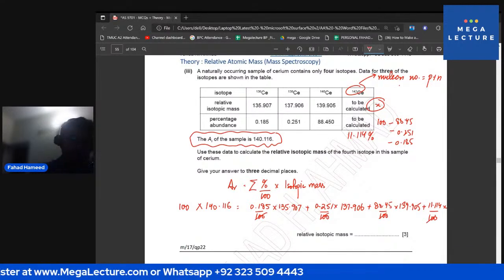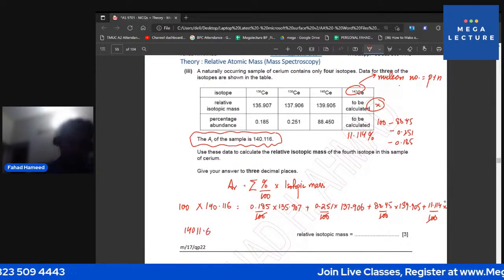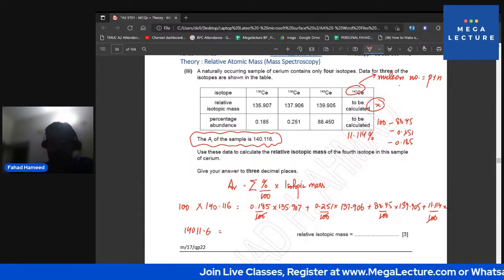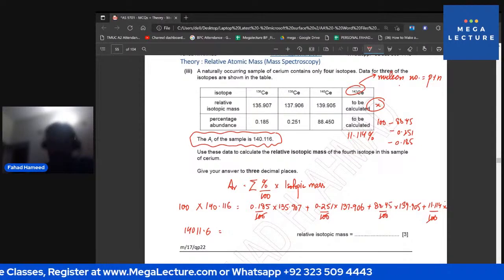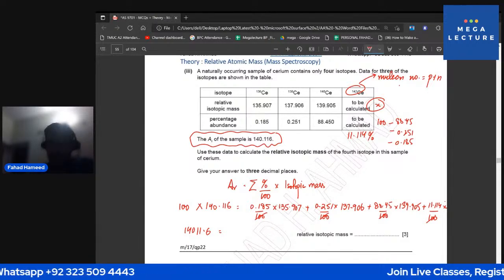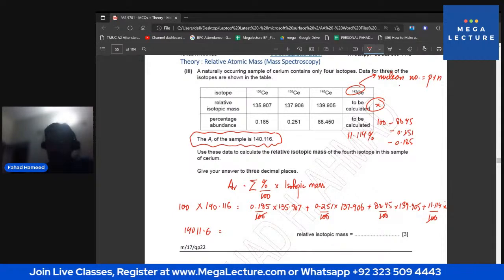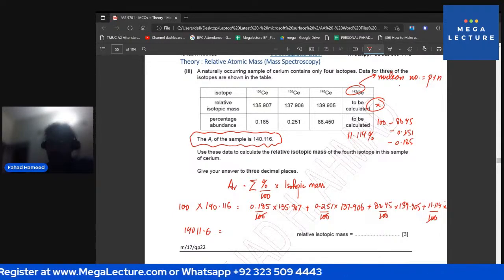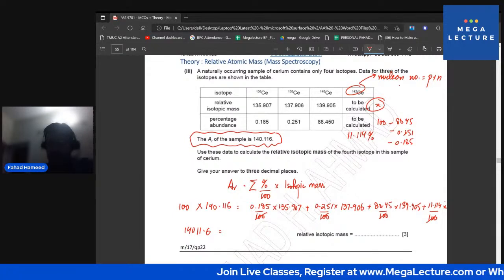That's 14,011.6. And I'm going to do the other one, which is, again, be careful, 0.185 multiplied by 135.907. The next one is 0.251, and that's being multiplied by 137.906, plus it's 88.45, and that's being multiplied by 139.905.